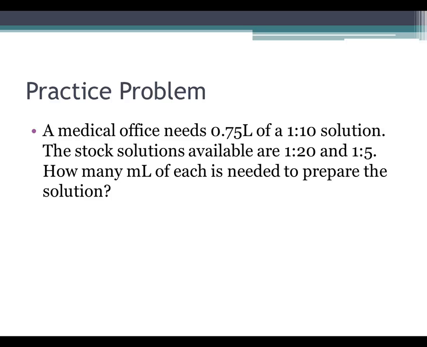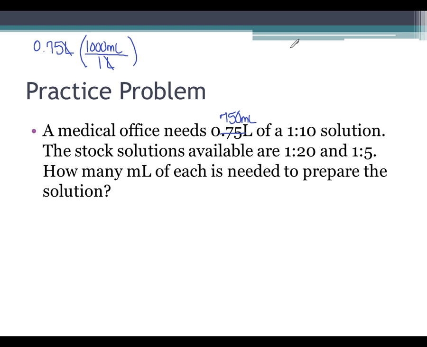So I have a medical office that needs 0.75 liters of a 1 to 10 solution. The stock solutions available are 1 to 20 and 1 to 5. How many mLs of each is needed to prepare the solution? So here we have 4 conversions that need to be done before we can set up our problem. First let's convert 0.75 liters to mLs. We have 1,000 mLs to 1 liter. The liters will cancel, so here I have 750 milliliters.